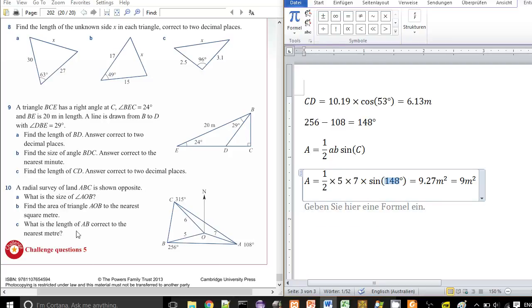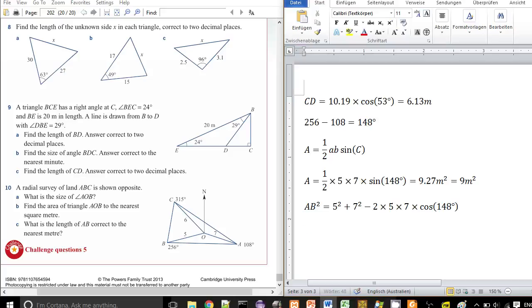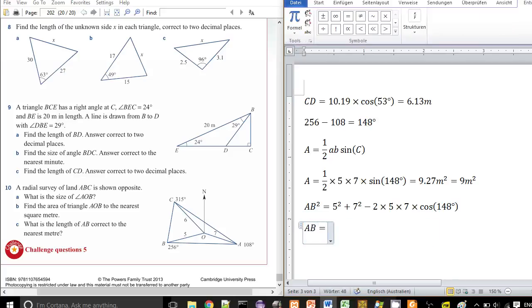Okay, what is the length of AB? AB, okay, easy again. It's the cosine rule. We've got the angle, we've got two sides, and we need to find the other side. So, it's the same as what we did earlier. I can again call it AB if I want. AB squared has to be 5 squared plus 7 squared minus 2 times 5 times 7 times the cos of 148 degrees. Okay, and then whatever that is, I'll square root to get AB.